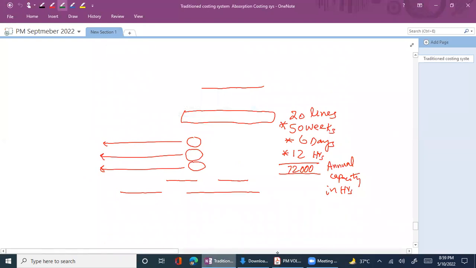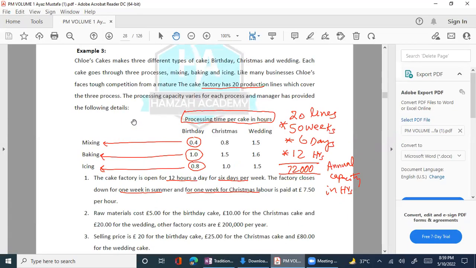If we select the data of the mixing, 72,000 is your total capacity of mixing, and for one birthday cake you need 0.4 hours. It means how many cakes can you produce annually per birthday in the mixing department? So 180,000 cakes can be mixed for birthday cakes. Then what is the capacity of baking?